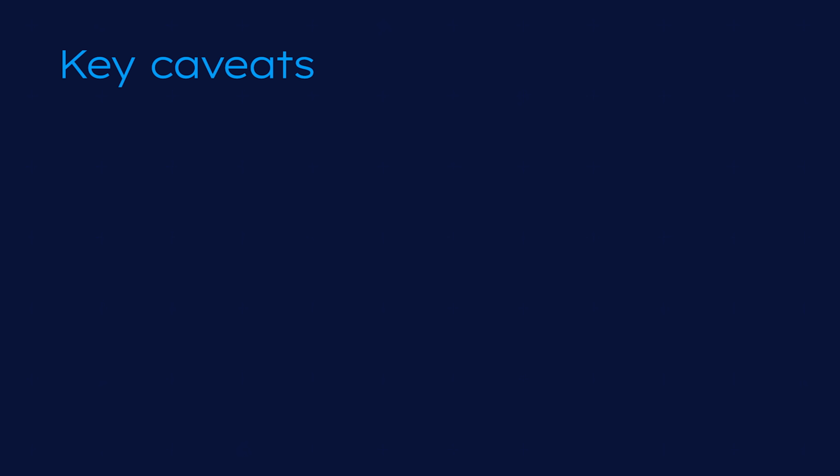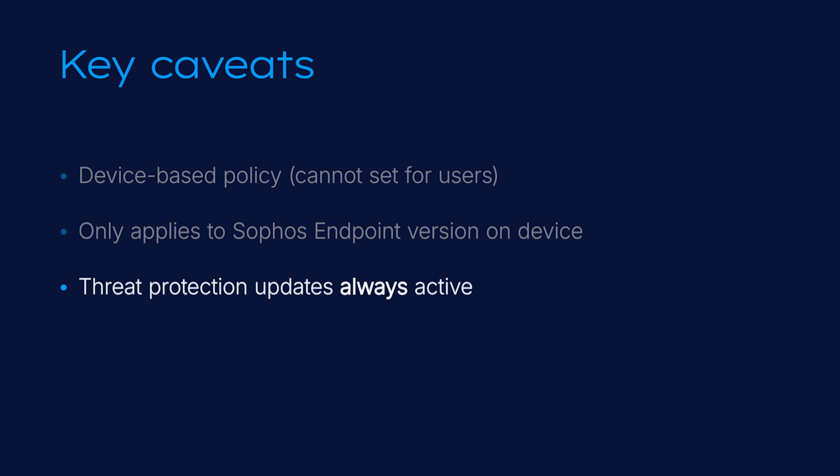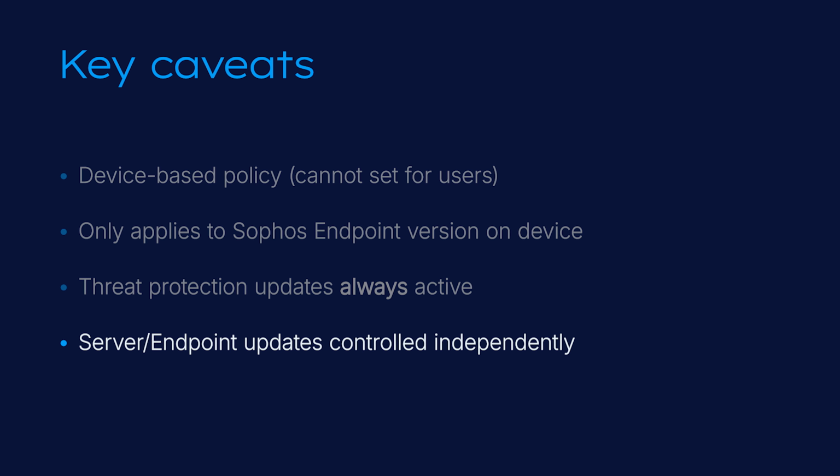Before you start, there are a few key points to note. The update management policy can only be configured as a device-based policy. You cannot set it for users. Update management only applies to the version of the Sophos endpoint software on your devices. Configuring this policy doesn't stop protection updates. Computers continue receiving threat identity files to keep them protected. Server and endpoint software updates are controlled independently, so you need to change settings for endpoints and servers respectively if you wish to control both.